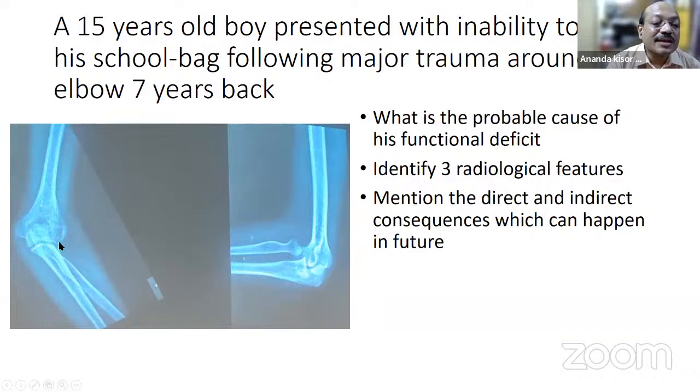See, this is the capitulum. The capitulum should be dome shaped. It is abnormal. So these are three radiological features. Mention the direct and indirect consequences which can happen in future.